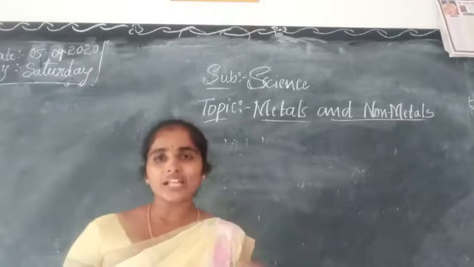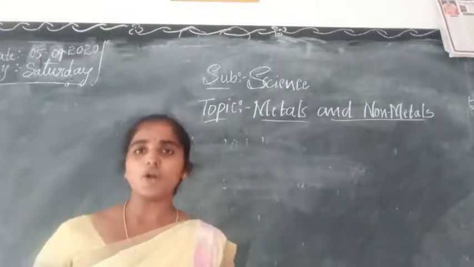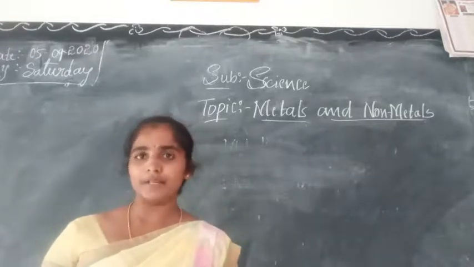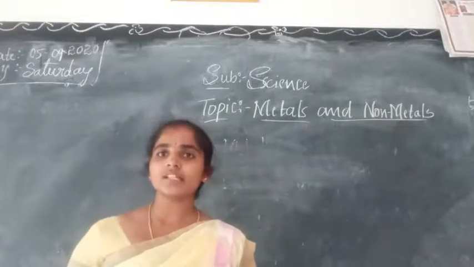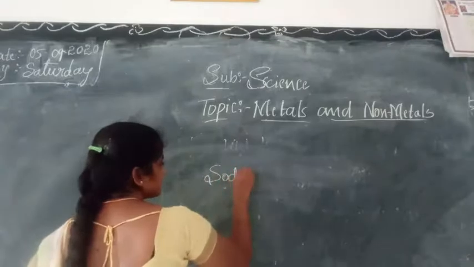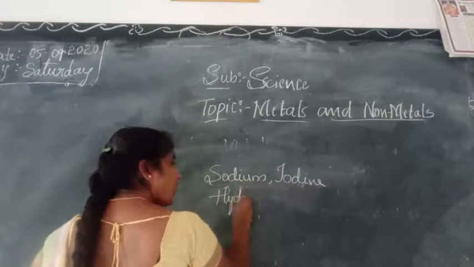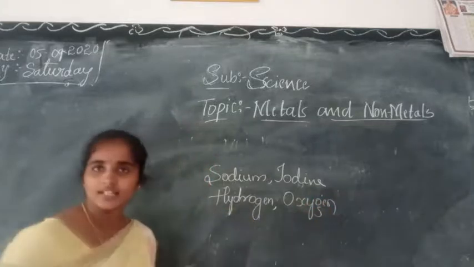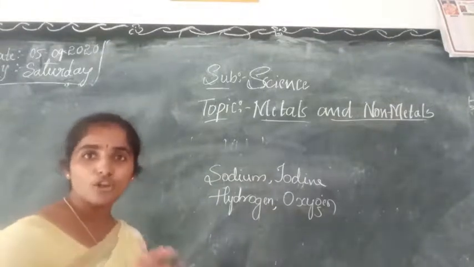In the previous class, we compared some non-metals with metals. We already discussed this. Some examples of non-metals are sodium, iodine, hydrogen, oxygen, etc. These are examples of non-metals. So now we have discussed non-metals.